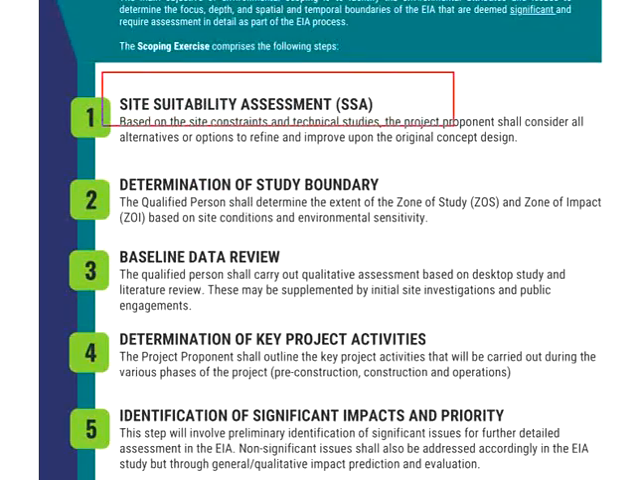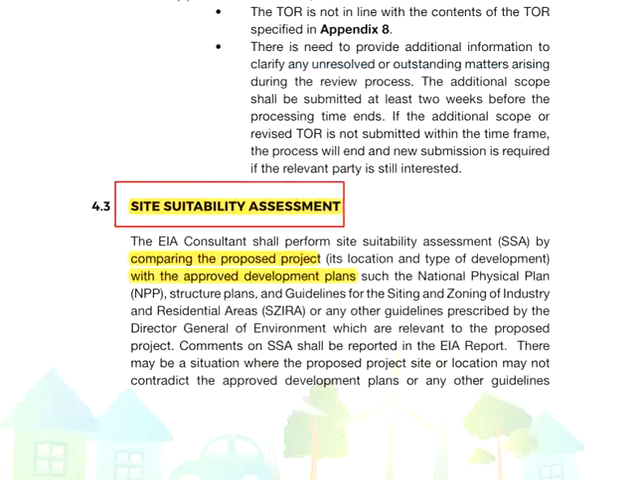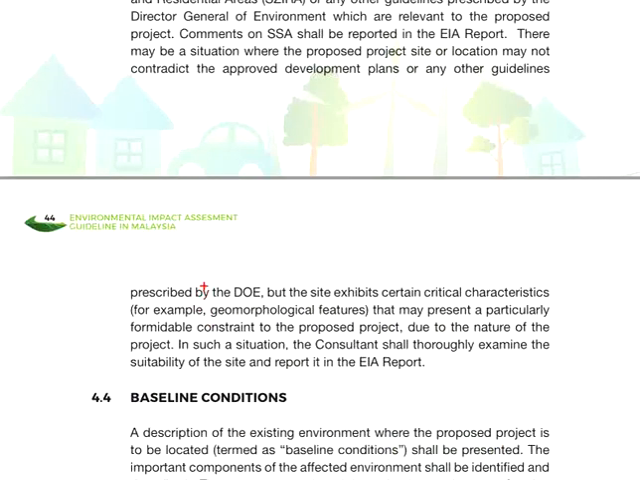These are the steps for the environmental scoping. We have Site Suitability Assessment, SSA. During the Site Suitability Assessment, the proposed projects are compared with the approved development plans to determine the suitability of the site for the development. There may be situations where the proposed project site is not contradicting the approved development plan or any other guidelines prescribed by the Departments of Environment.